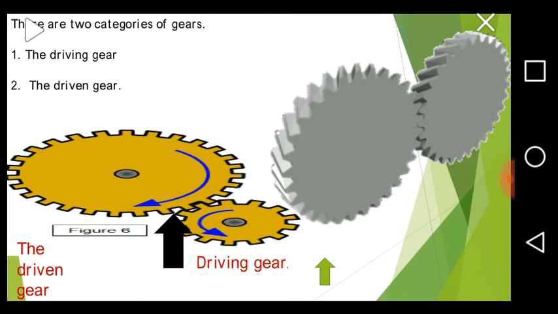The driving gear is the smaller gear. You can see the picture there. It is the gear that provides the initial rotational input, and it rotates along its shaft component.